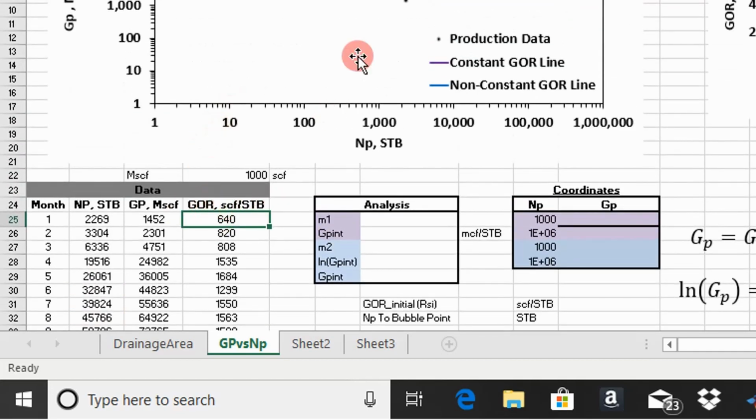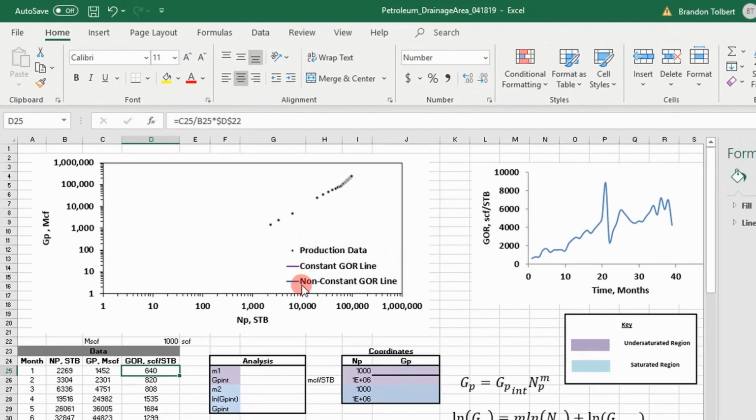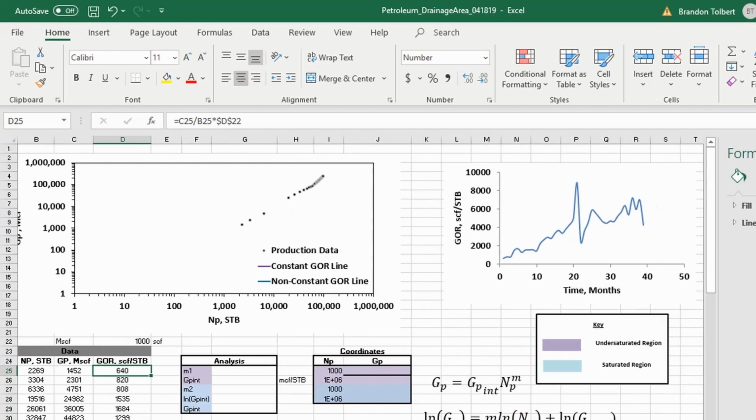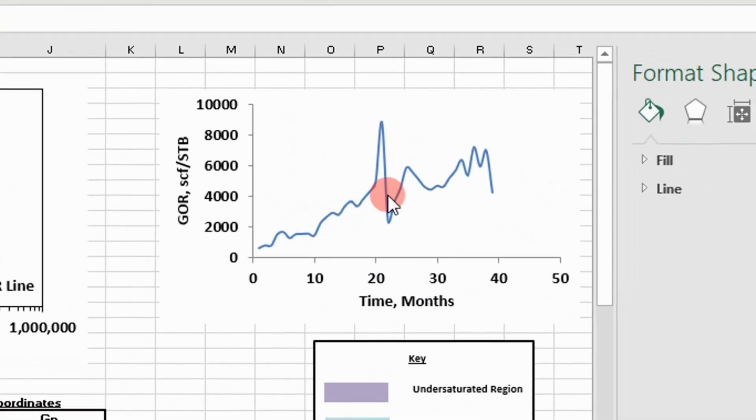So before we get into this log-log straight line interpretation, I want you to look at the GOR of this well. If you plot the GOR versus time, you can see this is the graph. What can you tell from this? You really can't tell much. It's hard to determine where the constant GOR is. It could be this region, it could be this region, maybe this region. I mean, this is difficult to tell.